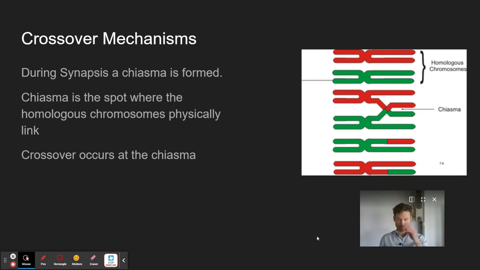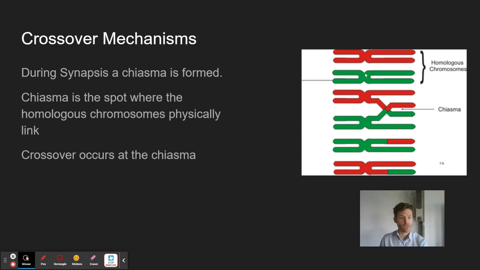All right. So synapsis is the term for when the homologous chromosomes are aligned. Synapsis. The chiasma is the spot where the 2 homologous chromosomes are overlapping. It's called a chiasma. Oh, look at that. I wrote it right here. It's the spot where they're physically linked. The crossover is occurring at the chiasma.